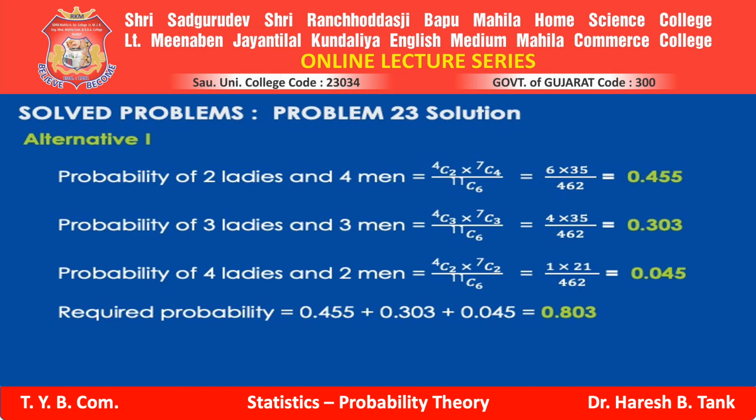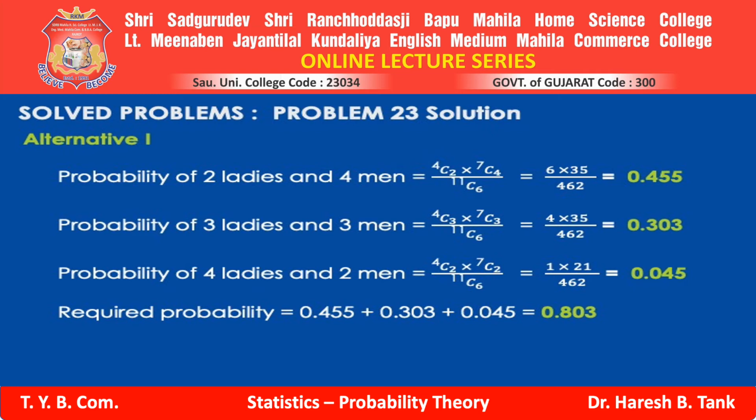Whereas probability of three ladies and three men is 4C3 multiplied by 7C3 divided by 11C6. Simplifying it, it comes to 0.303. And probability of four ladies and two men becomes 4C2 multiplied by 7C2 divided by 11C6, and simplifying it, it comes to 0.045. When I said at least, so naturally any one of these three occurs.